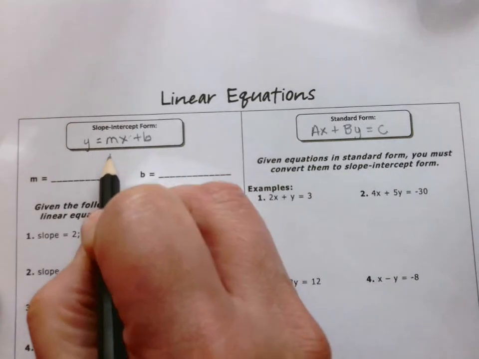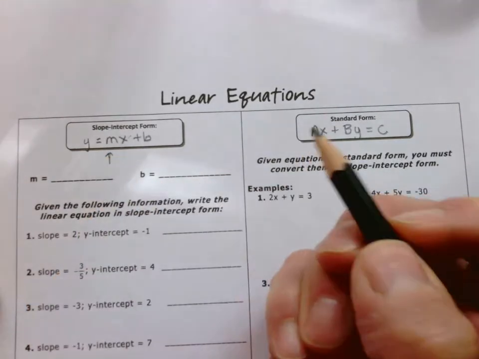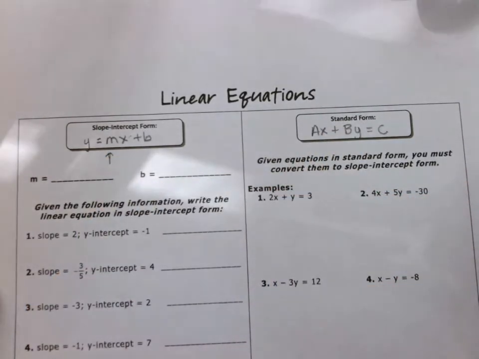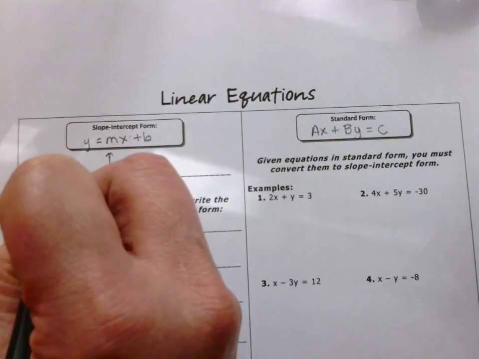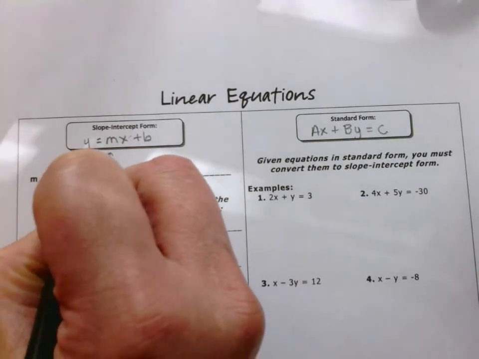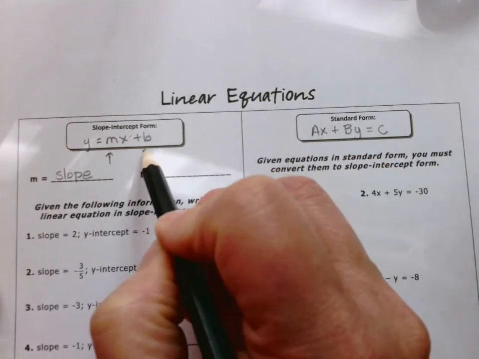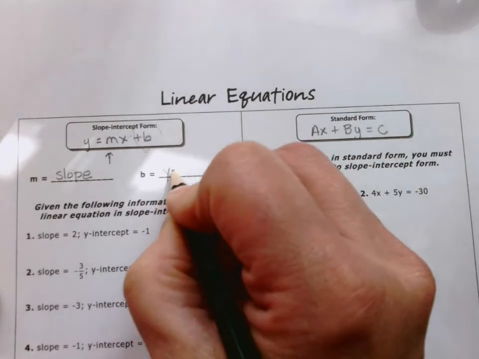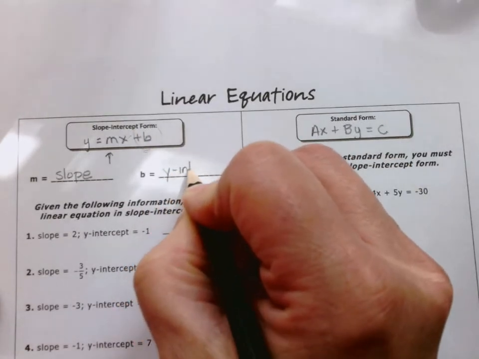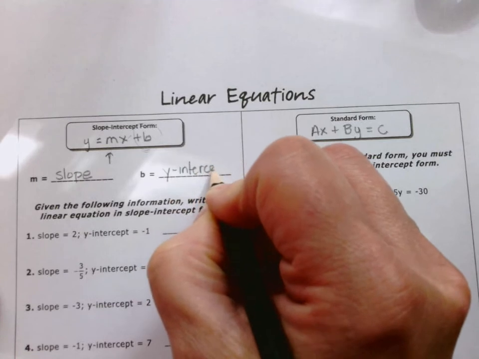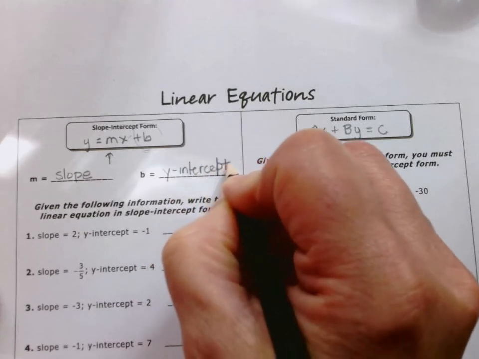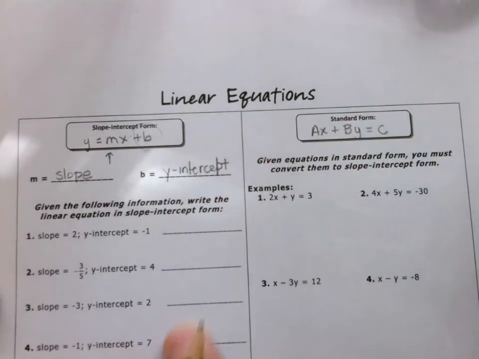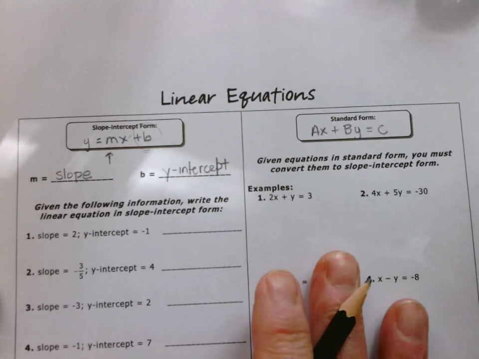Now, we've already figured out that little guy named m is slope. What we're learning today is that this guy, b, is our y-intercept. So I want to show you what that looks like before we actually start working some problems.